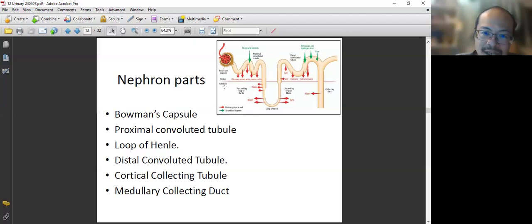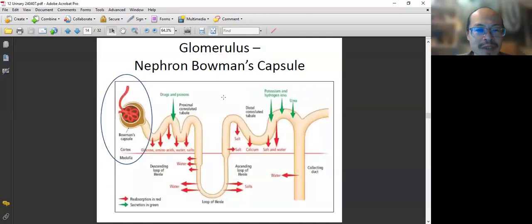Bowman's capsule. And the Bowman's capsule is the nephron part that receives the fluid from the glomerulus and the glomerular capillary. So right here, that's the beginning, Bowman's capsule. So let's look at it. On the blood vessel side is the glomerulus. On the urinary side, or the nephron side, this is the Bowman's capsule. So these two are face to face. And what's going on in this interaction?